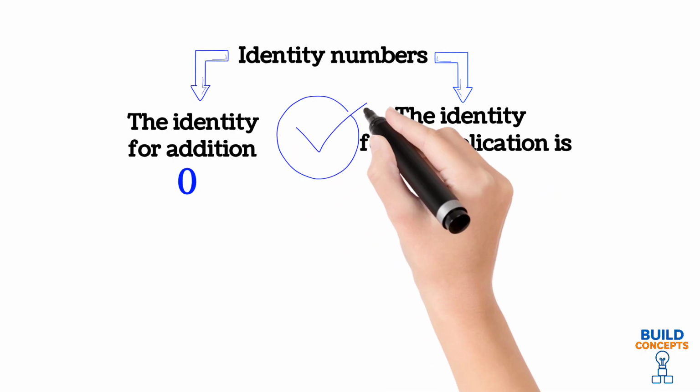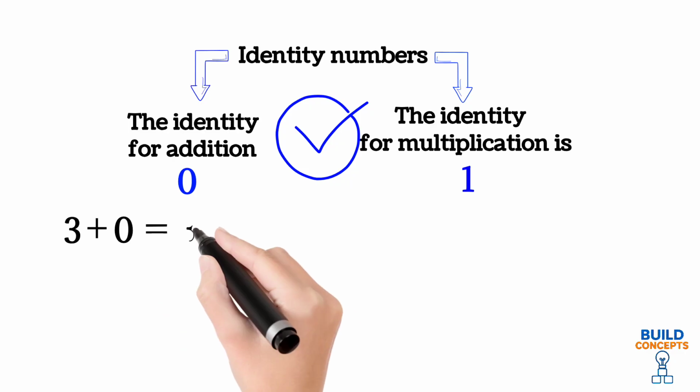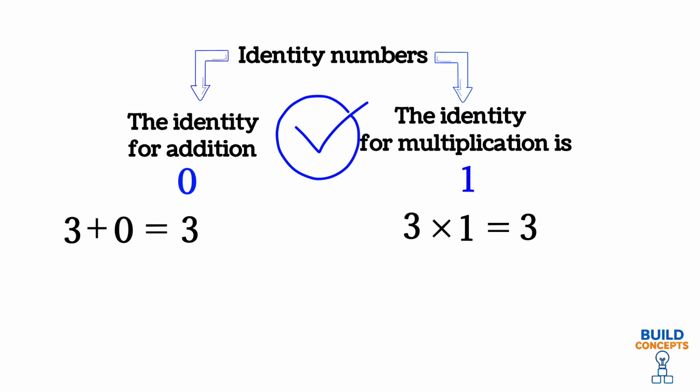Why is this true? Because adding 0 to any number does not change it. And multiplying any number by 1 does not change it. Let us look at addition first.